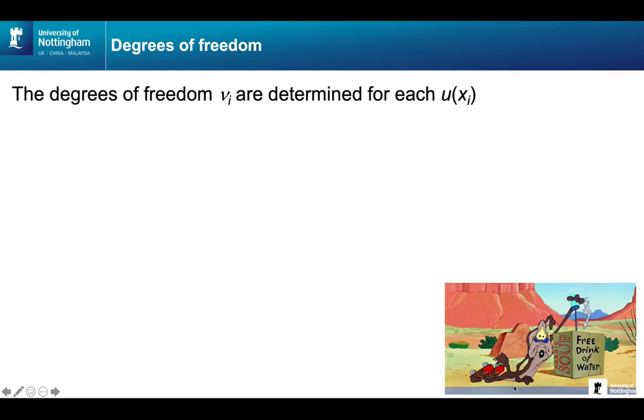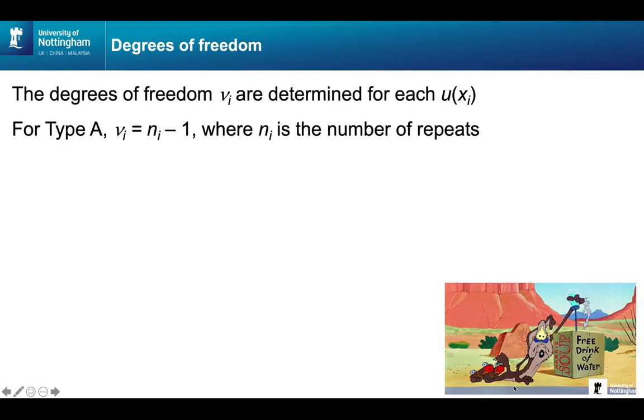So degrees of freedom, what's usually called nu i, are determined for each uncertainty term. And there's a few ways to get them. So for type A, in other words, if you've done several repeat measurements, then the nu i would be equal to the number of measurements minus 1, where n i is the number of repeats that you do.